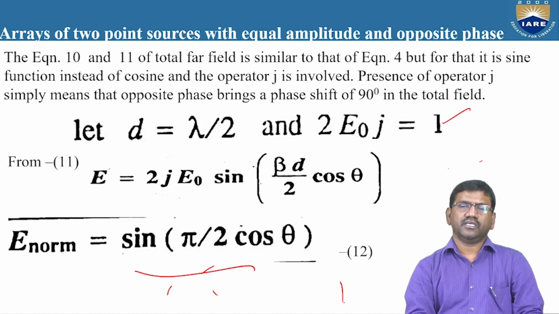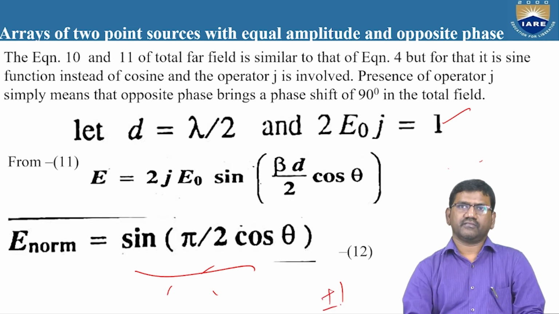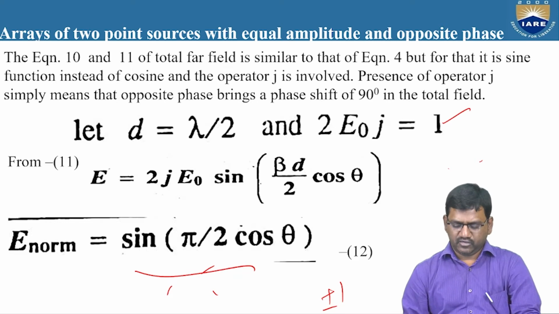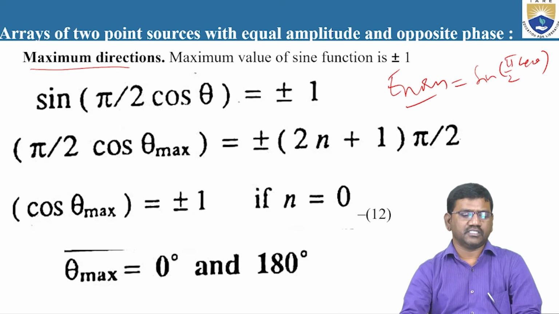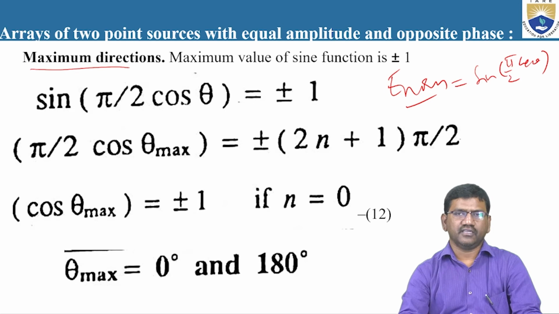So we already know the maximum value of the sine function is plus or minus 1, in both the directions. So, in order to find out the maximum value of this normalized electric field strength, let us find the solution by applying some trigonometric solution. That means sine of pi by 2 cos theta is equal to plus or minus 1. So we know that the maximum value of sine function is 1.